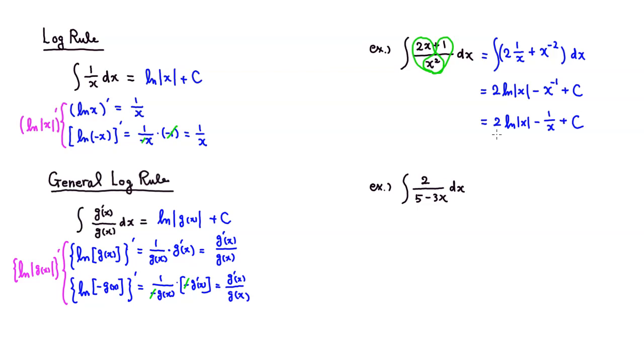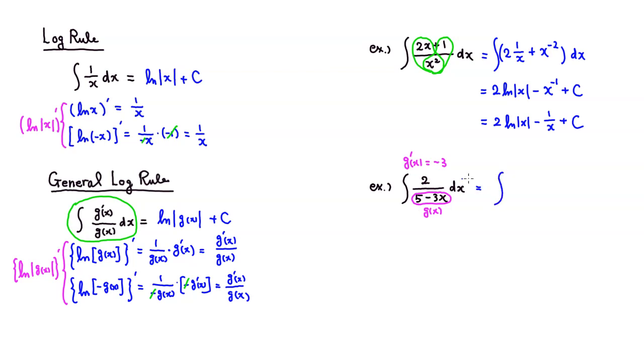And how about the next one? We are trying to look for this pattern, g prime of x over g of x. So let's take the denominator to be g of x. What you really need on top is the derivative of g of x, which happens to be negative 3. But we have 2 instead of negative 3, so we have to fix that.